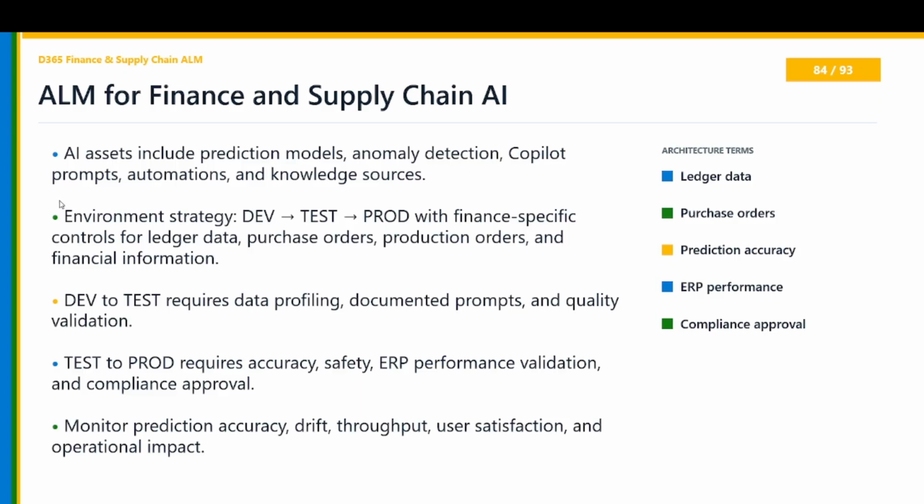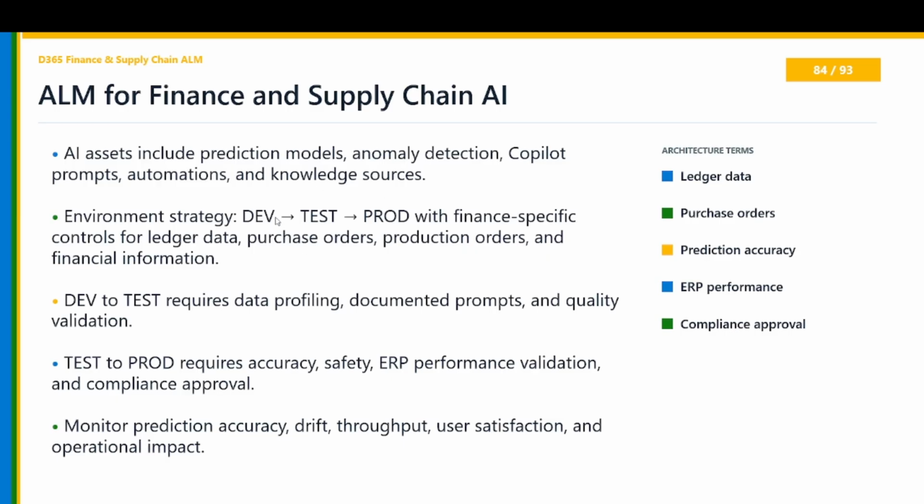So for prompt management here, you use Copilot prompt, and if you don't want complete autonomy, you can go for automation. Of course, the purpose is just to automate the process of finance and supply chain processing. And for knowledge sources, you are using a RAG database, maybe Dataverse or the ledger data, SharePoint for compliance data, OneDrive for files, and so on. So the environment strategy here under Dynamics 365 finance and supply chain is development to test to prod.